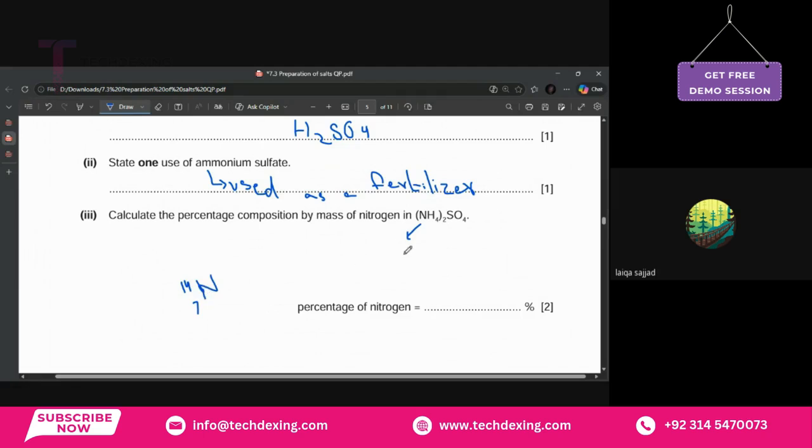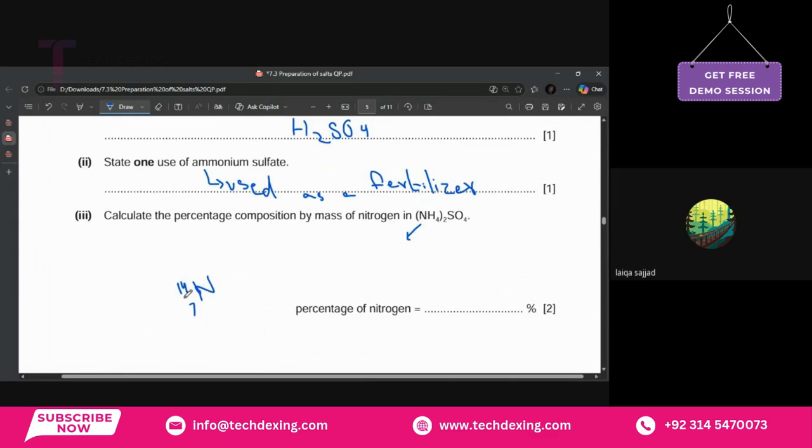So, to calculate the molar mass of this complete compound, you have to calculate the total mass of all the atoms that are present inside it. So, we have two nitrogen atoms. One nitrogen atom has the mass of 14. So, two will have the mass of 28. Then we have 8 hydrogens, and one hydrogen has a mass of 1. So, 8 will have a mass of 8. Then we have sulfur. And what's the atomic mass for sulfur?